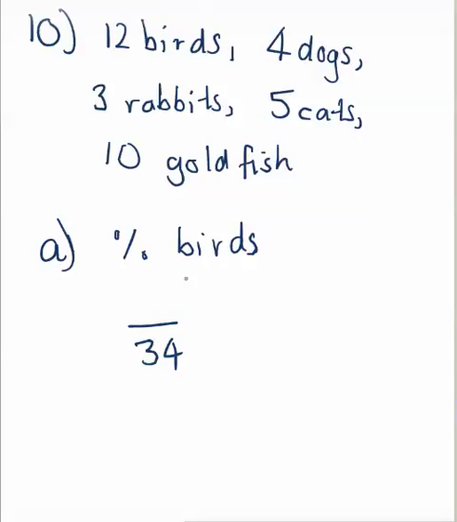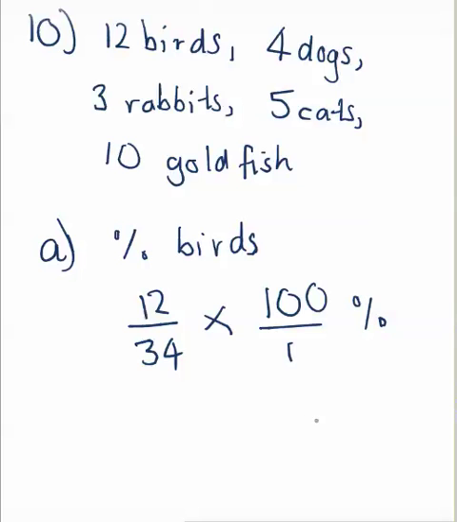And we are focusing on birds. So we've got 12 birds out of 34 in total. And now we're going to turn this into a percentage. So multiply this by 100. Of course, it's 100 over 1. And don't forget, it's a percentage once we do that.